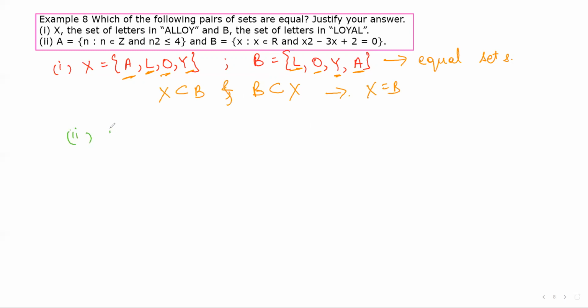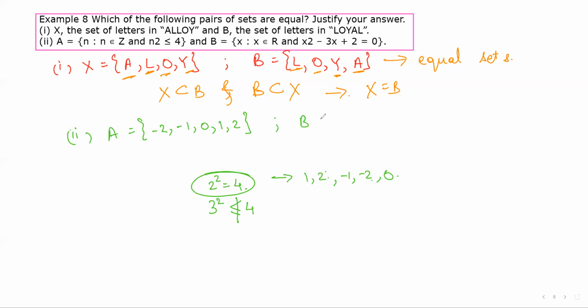Second, A is a set of all x such that n belongs to Z and n square is less than or equal to 4. So which n square is less than or equal to 4? If you consider positive values, 2 square is equal to 4. Beyond this, 3 square will not be less than or equal to 4. So positive values can be 1 and 2. Since it's a square, -1 and -2 will also hold the same value. At the same time, for -3, the equation will not hold true. And you have 0 as an integer as well. So A is -2, -1, 0, 1, and 2.